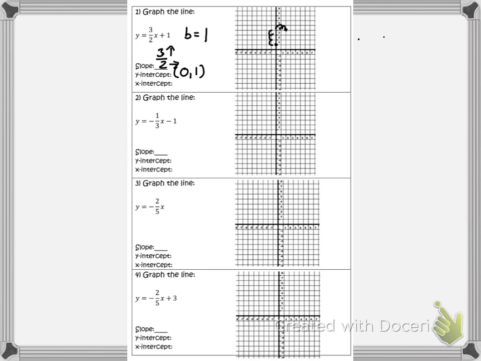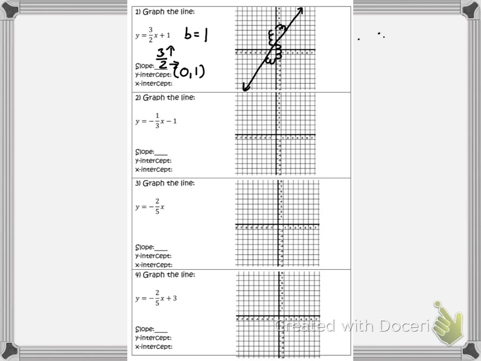Now I'm also going to move in the opposite direction, right? So if I go up and to the right, the opposite would be down 3. 1, 2, 3, and left 2. 1, 2. So my next dot would be here. And now I have 3 dots. I can connect all 3 dots and make this line.